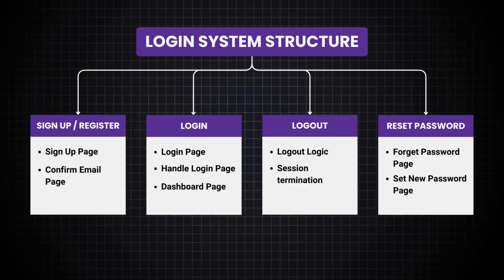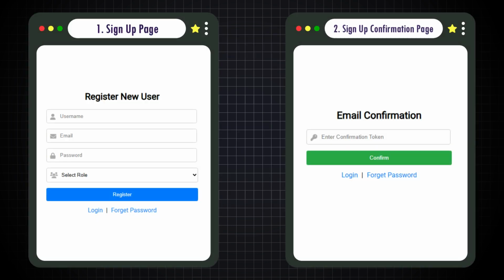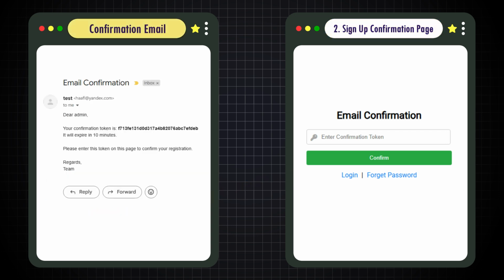Now let's understand the overall structure and the pages that we need for our login system. First of all, we need two pages for sign up form and email confirmation. On the sign up page, the user will fill out and submit the registration form. After submitting the registration form, the user will be redirected to the email confirmation page, and an email will be sent to the user with a sign up confirmation code. Then the user will validate their registration by providing the confirmation code from the email.